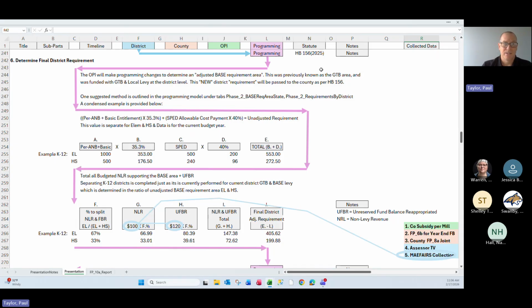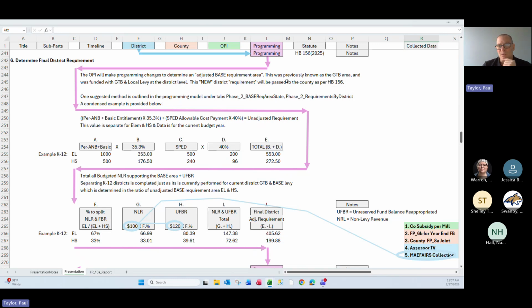called County. So it says the OPI will make programming changes to determine an adjusted base requirement area. So I'm changing my terminology from earlier where I kept talking about subsidy per mill using a levy area. Now what I want to start referring to as, because we're doing this upcoming August, we need to figure out the base requirement area, which is very similar to the earlier discussion, but we're going to need to adjust it based on the non-levy revenues anticipated and the unreserved fund balance for appropriated that flowed to the budget. So we'll talk about it in detail here in a second.